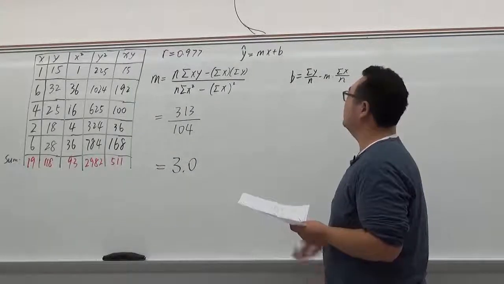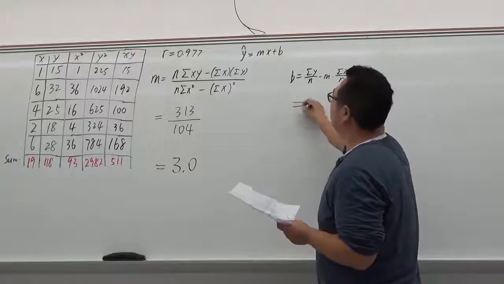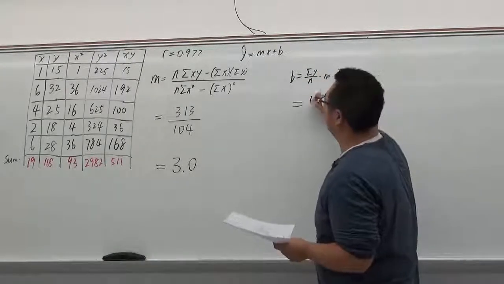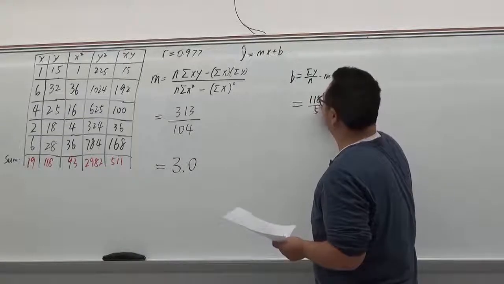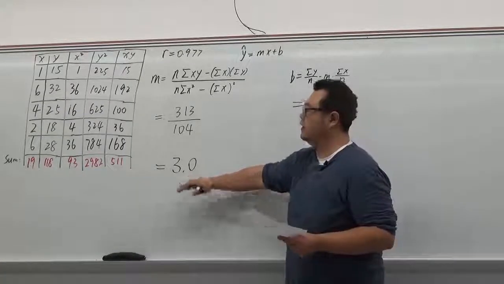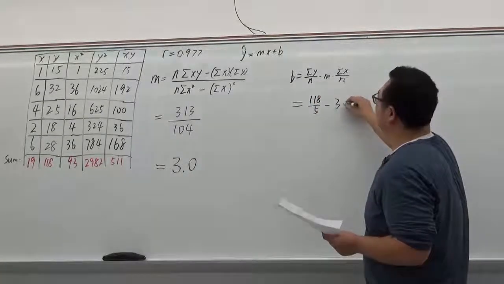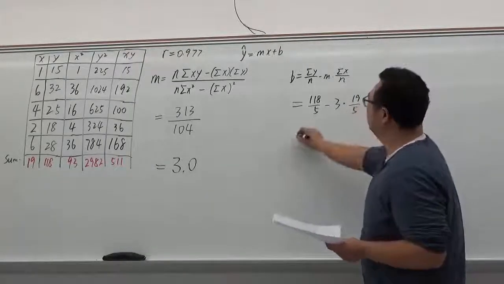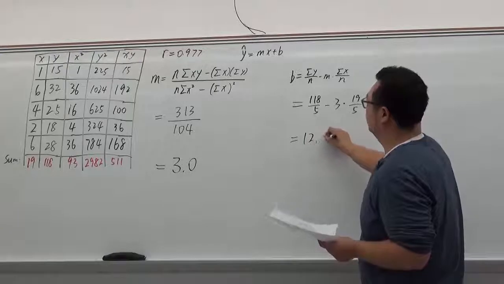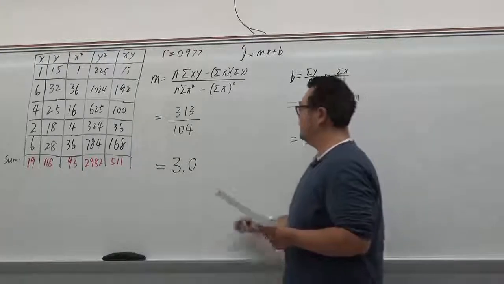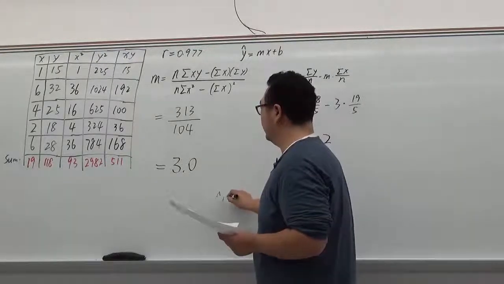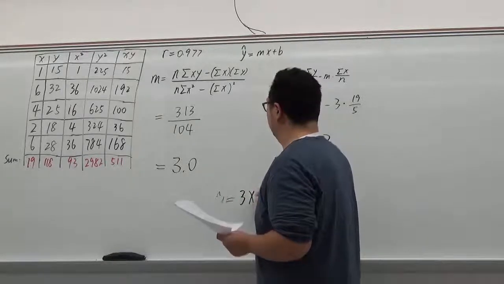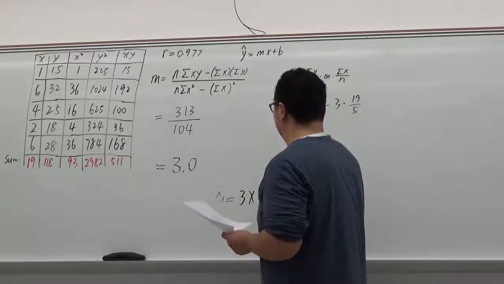Then for the y-intercept, that is the sum of y over n, which is 118 over 5, minus the slope we just found, which is 3, multiplied by 19 over 5. We'll get 12.2. Then at the end we can write the regression line: y hat is 3x plus 12.2.